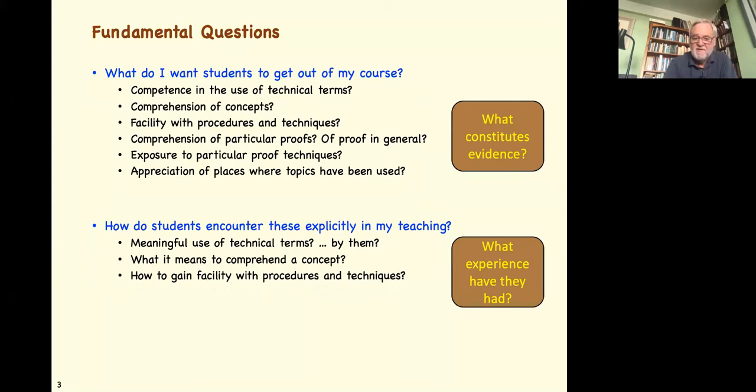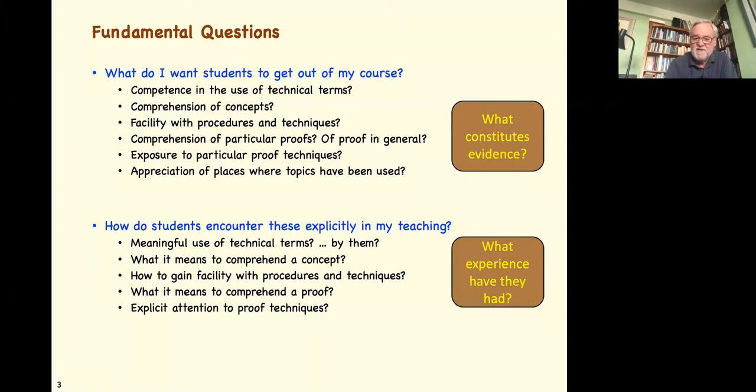In my teaching, how do I help them gain facility with procedures and techniques? I can assign a bunch of exercises, but it's not the doing of the exercises which gains facility. It's more subtle than that. How do students encounter from my teaching what it means to comprehend a proof? Just because I've been through the proof, I may have even interacted with them at different stages of the proof. But do they have any sense of what it means to comprehend a mathematical proof?